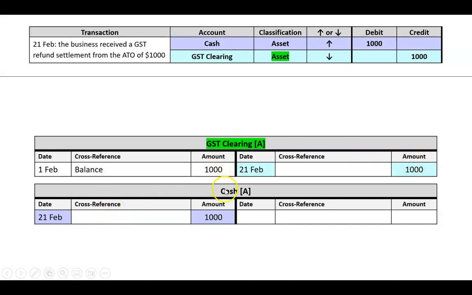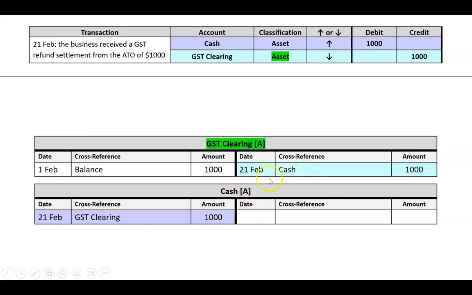But the reason I do that is because I can now go, well, hang on, here's my debit here of 1,000. Where will I find the credit to this? It's in an account here called GST clearing. So I'm going to put that there. There's my reference. And in the GST clearing account, there's my credit. It's a credit of 1,000. Where will I find the debit? It's here. And that is in an account called cash.